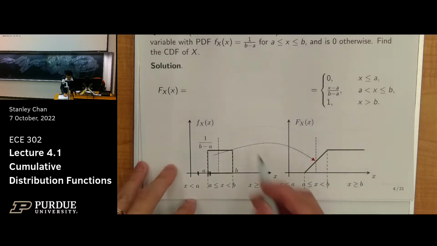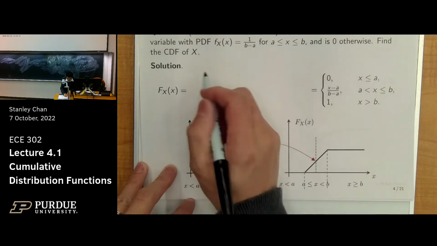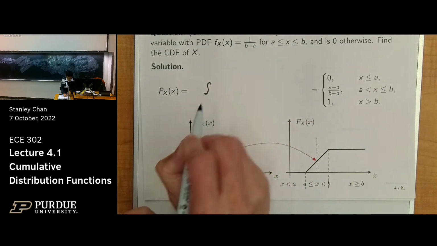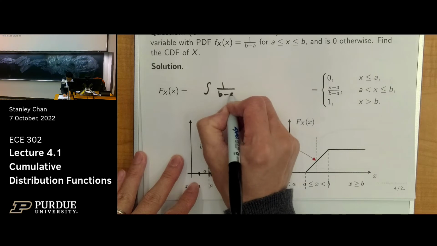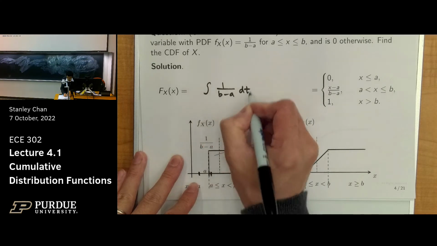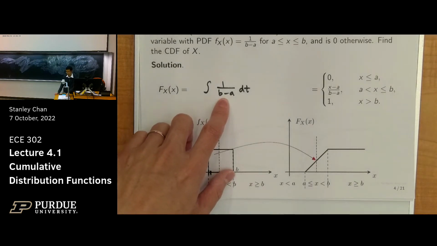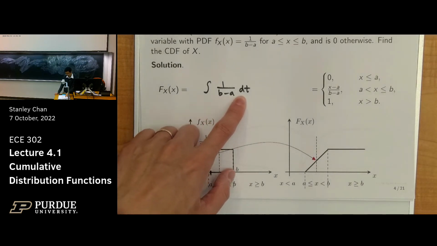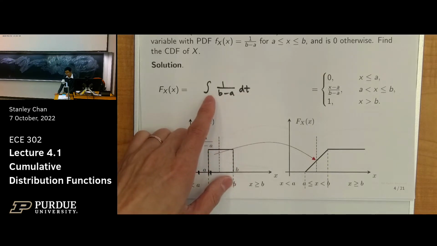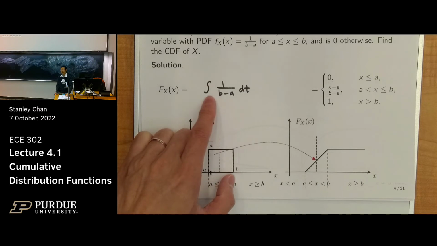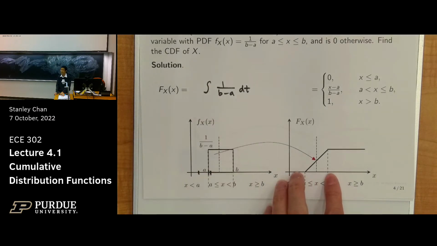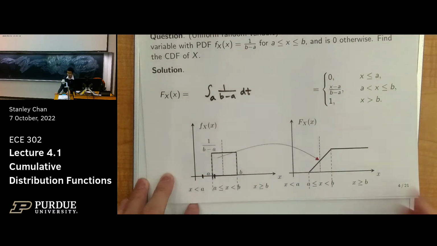So the integration one, which is the integral of this 1 over b minus a dt, let's call it t. This is the PDF. Taking the integration with respect to t, where should be the starting point? I'm looking at this middle segment. Where should be the starting point? A. We should start with a. Where should we stop?